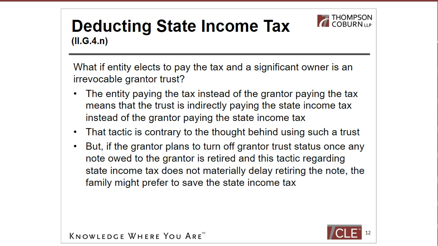So the trust could have gotten equity using a tax distribution and reinvesting that tax distribution or paying down the note. The trust could have gotten that equity and increased its value and let the grantor deplete the grantor's estate. But with this election to have the entity pay the tax, now that is not occurring. The entity is just simply paying the tax. So the trust is not getting this increased equity. And so having the entity pay the state income tax in order to get the deductions for federal income tax purposes is contrary to this idea of the irrevocable grantor trust burning off the grantor's estate.